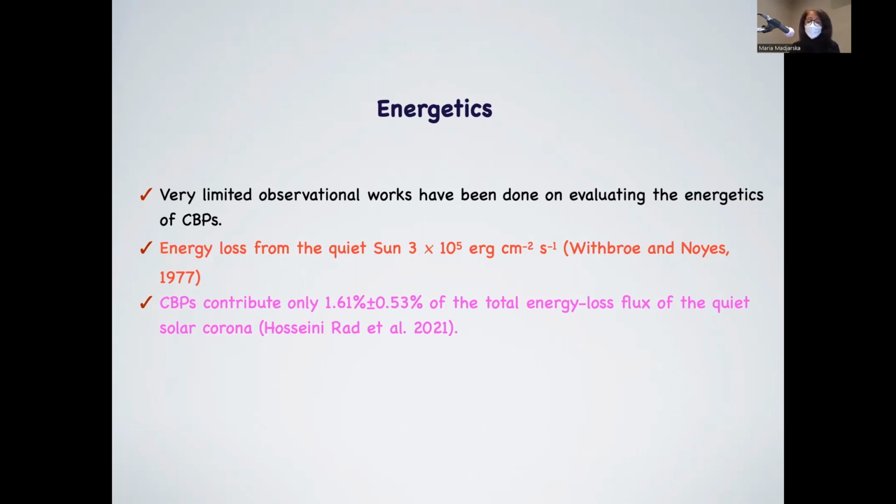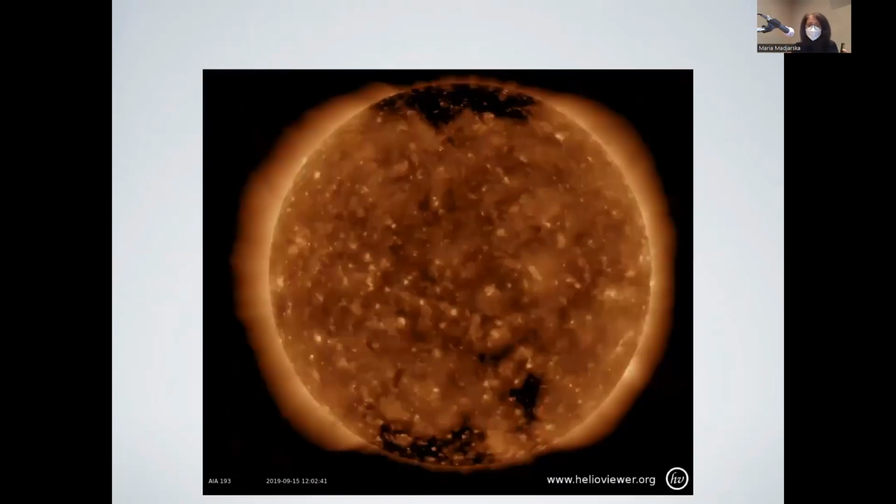Recently, another group used SDO observations, and they concluded that only 1.61% comes from this bright feature. But I bring you back to this image and have a look here. What they counted in the last study, they counted only these bright sources, but they ignored all the rest of the fainter loops, which are constantly there. And we measure plasma at a very high temperature. So this needs a high reevaluation.